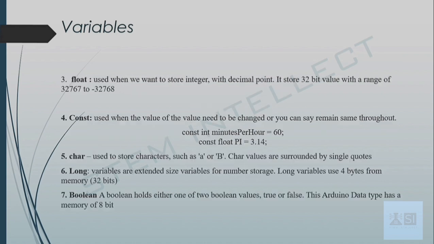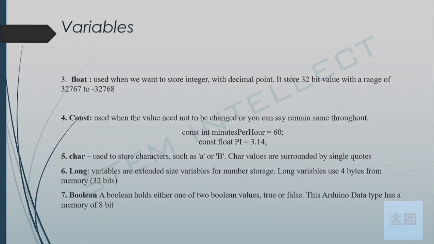The third one is float. So float is used when we want to store a number with decimal points. Okay, like 68.5, 68.55. So if the value is in decimal places, you have to use the float variable. So it stores a 32-bit value with the range of 32,767 to minus 32,768.